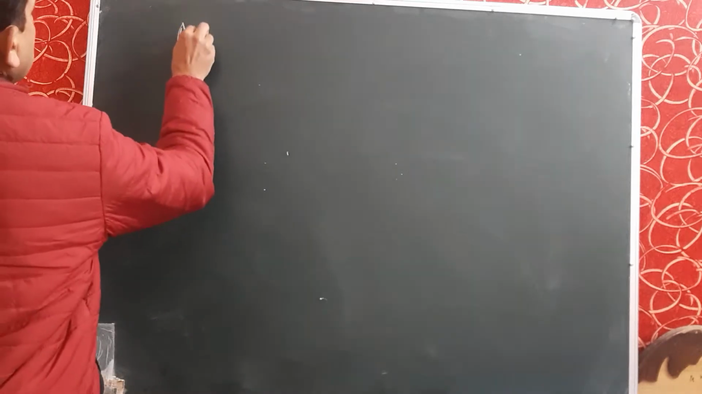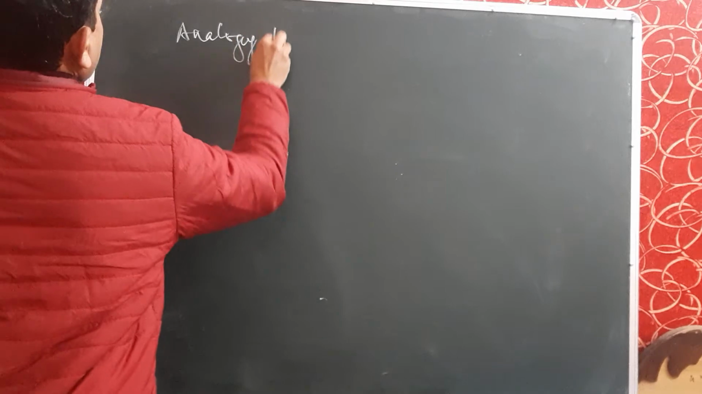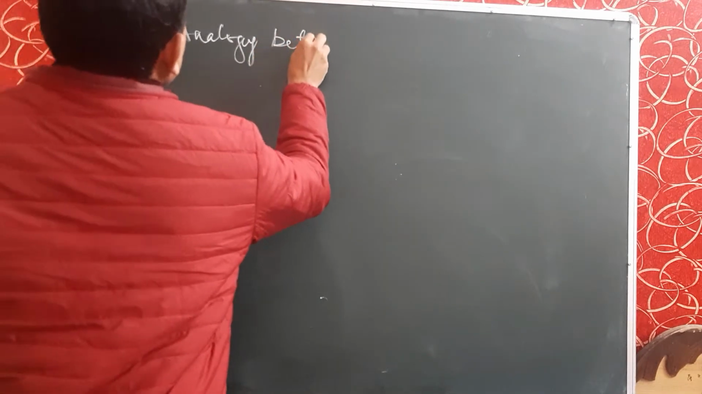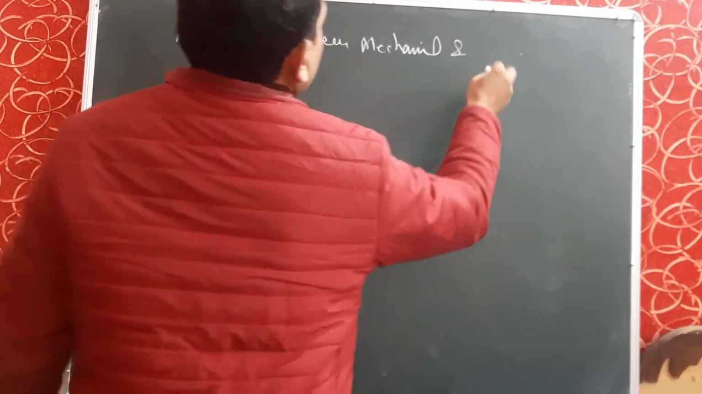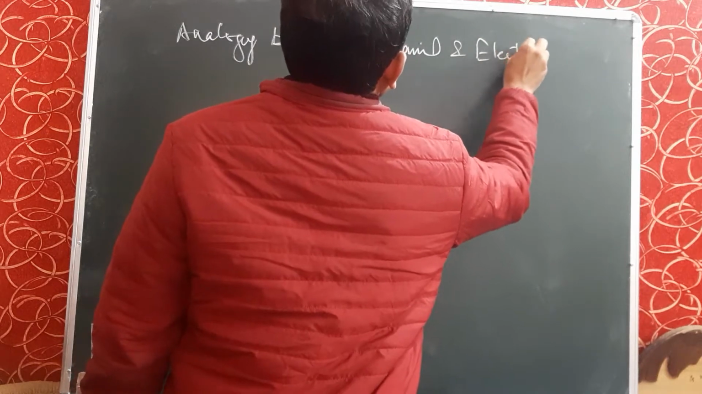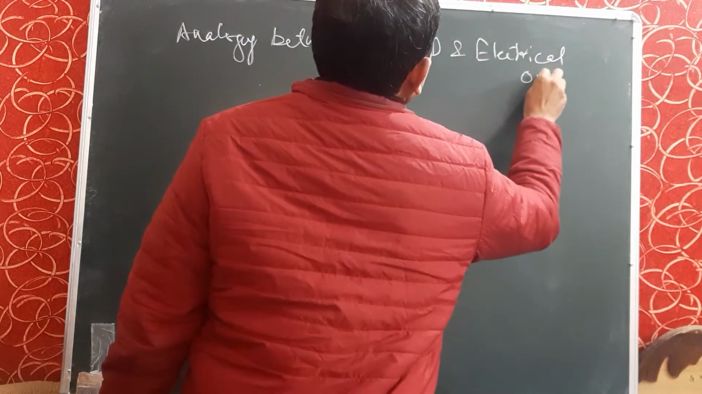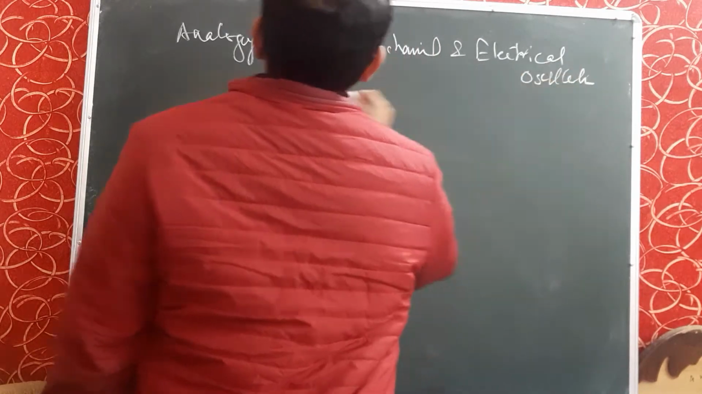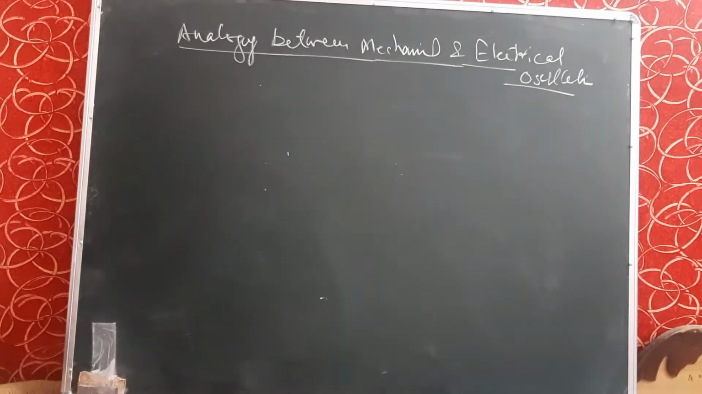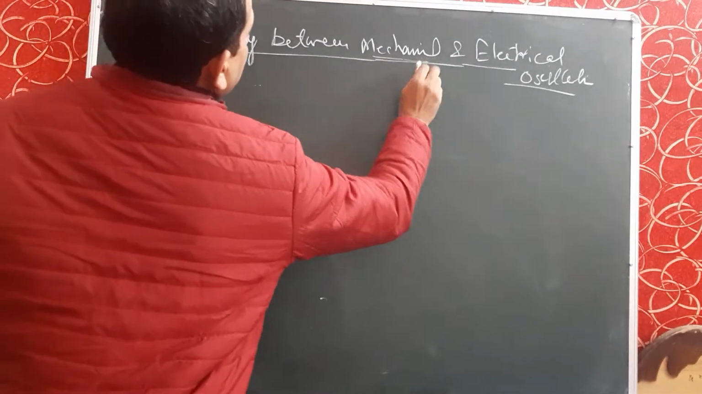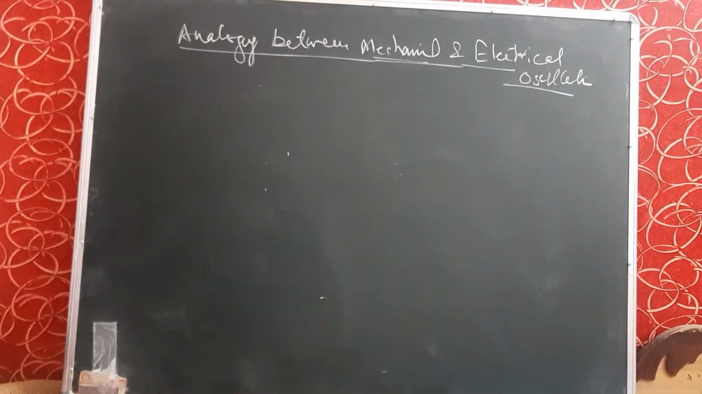Now, we will compare the mechanical and electrical oscillators, that is, the analogy between mechanical and electrical oscillator. So, what is analogy? That is, what is symmetry. If we compare the mechanical and electrical oscillators, we will find the same type of results.